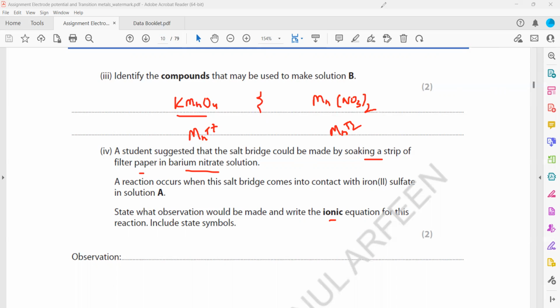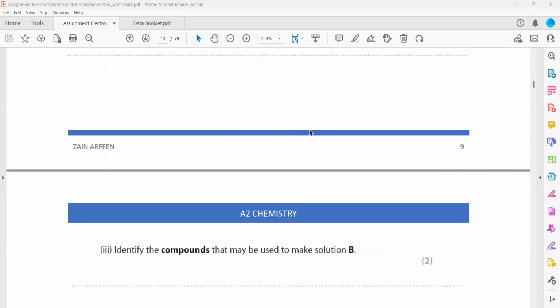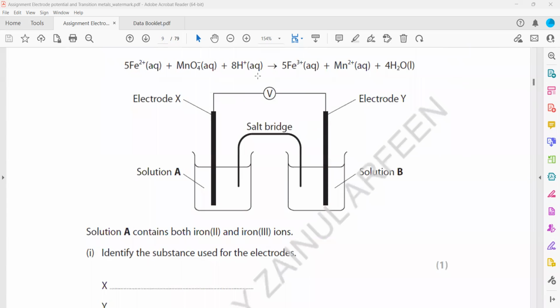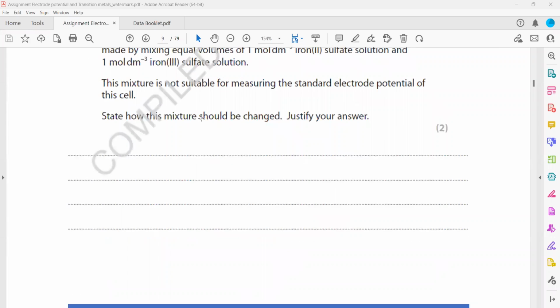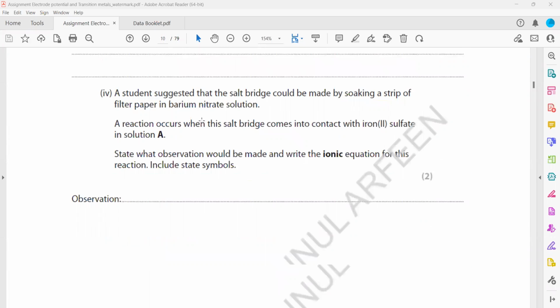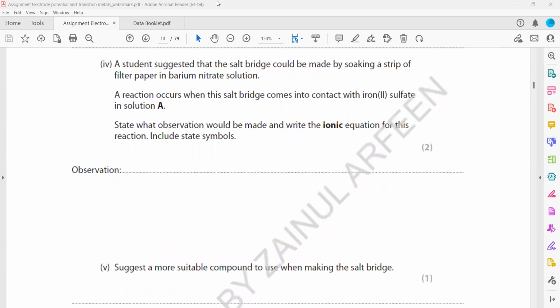If a salt bridge is made up of barium nitrate, barium will combine with sulfate ion to form barium sulfate. Normally, we use group 1 nitrate salts, so they are all soluble. If this was barium nitrate, Ba is there and NO3, and there is a sulfate ion. So this sulfate ion will combine with a barium ion, and as a result, barium sulfate is a white precipitate. So what will be the observation when this reaction occurs? It will give us a white precipitate, and then we have to write an ionic equation for that.